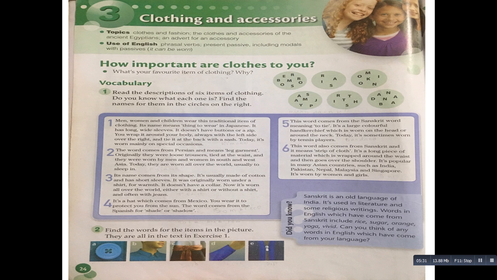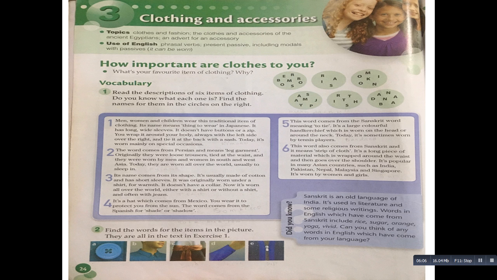All right, if you talk about your favorite clothes, you might have lots of reasons to like them. Today I'm moving on to 6 types of clothing, and your task is to find the matching clothing for the descriptions given here. I'm moving on to the vocabulary part, children. It's question number 1. Read the descriptions of 6 items of clothing. Do you know what each one is? Find the names for them in the circles on the right.